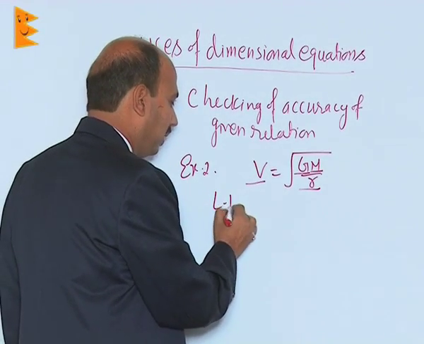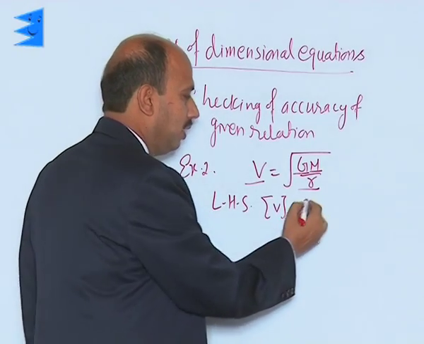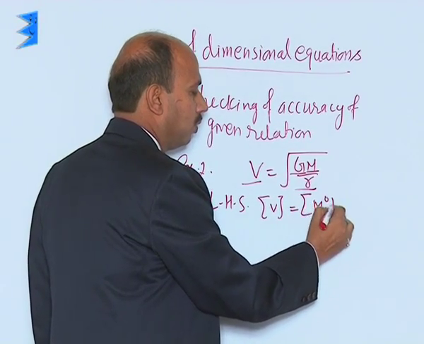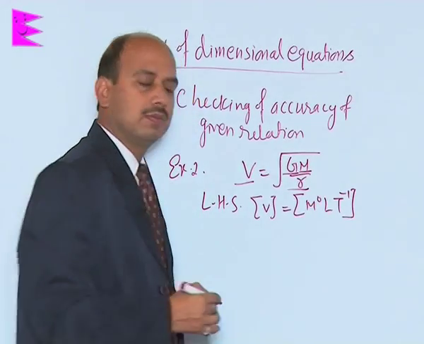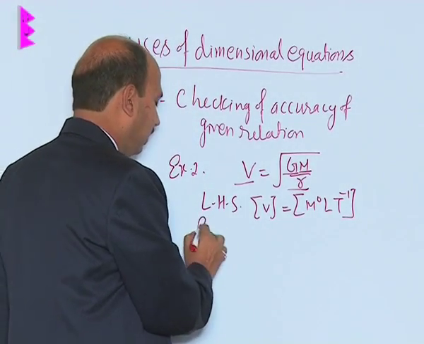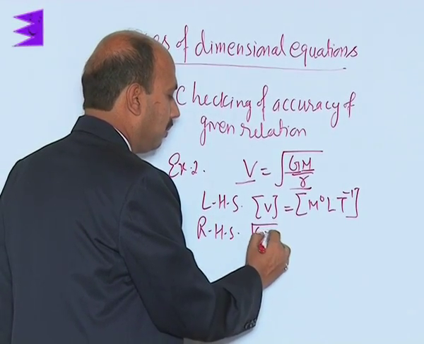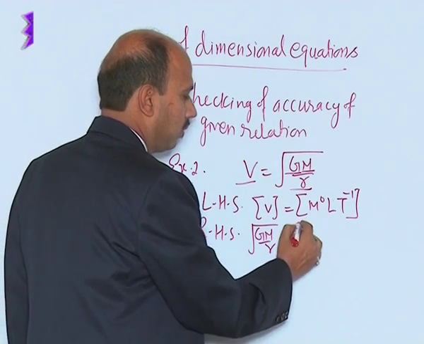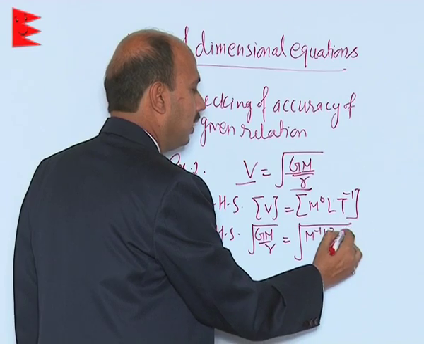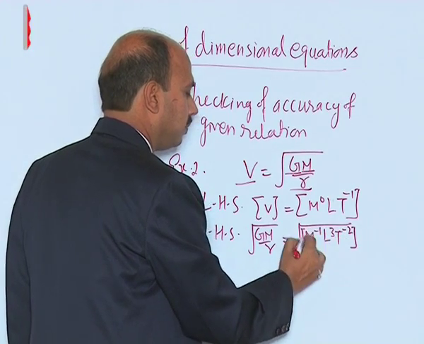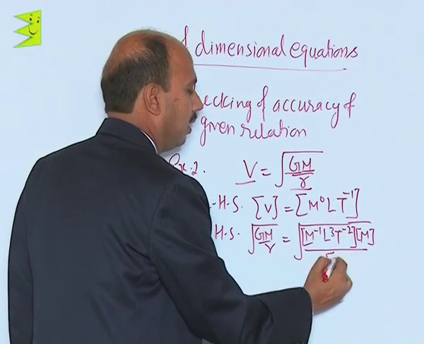First we take here left hand side. Here you can write V, dimensional formula of V is M raised to power 0 L raised to power 1, that is T raised to power minus 1. If you take right hand side, you can write under root of GM upon R is equal to under root of M minus 1 L cube T raised to power minus 2.